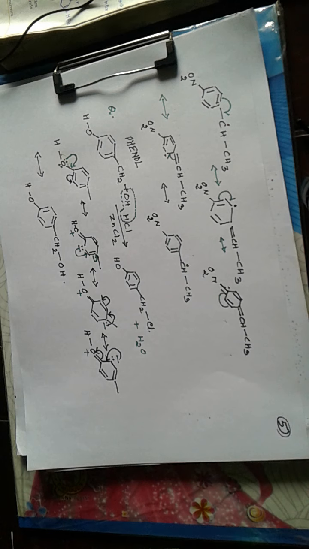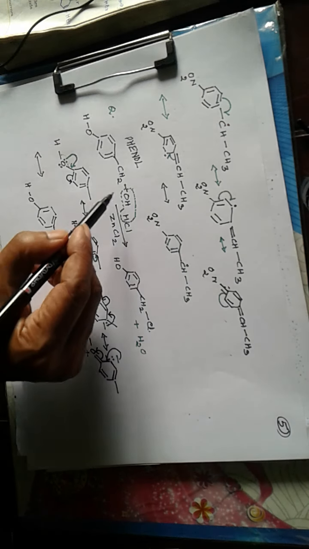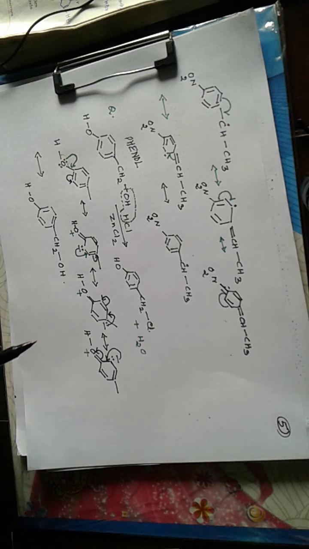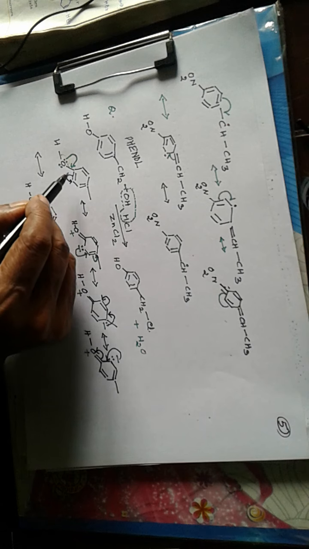Only the alcoholic OH group will react with HCl in presence of anhydrous zinc chloride, removing HOH as water, and then CH2 is getting connected to Cl. Now why is this OH not replaced by chlorine? That is because the lone pair of oxygen undergoes resonance with the benzene ring. So that is a plus M effect. So phenol shows plus M effect.